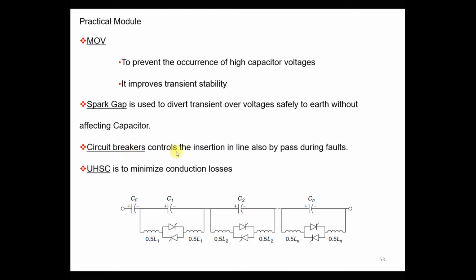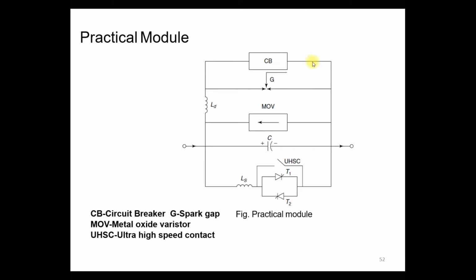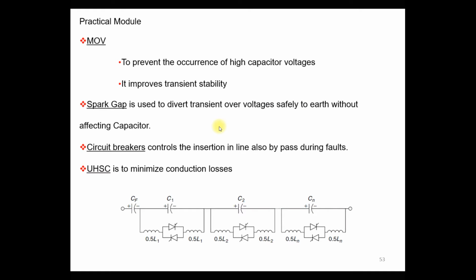So you can read this: the circuit breaker controls the insertion in the line. So during this fault, this circuit breaker disconnects the capacitor and bypasses the current. During the fault condition, the whole current is flowing through the circuit breaker, bypassing the capacitor. And when the fault is clear, at that time this circuit breaker contact opens and again reinserts this capacitor in series with the line. So after the fault, the line current normally flows through this series capacitor. So the function of the circuit breaker is to insert or disconnect this capacitor in series with the line.